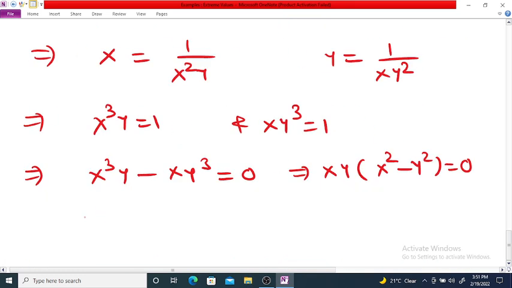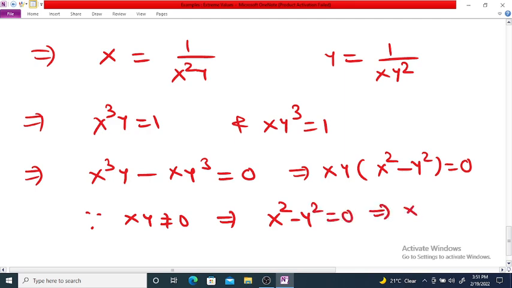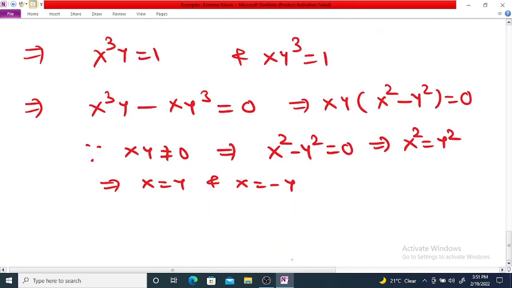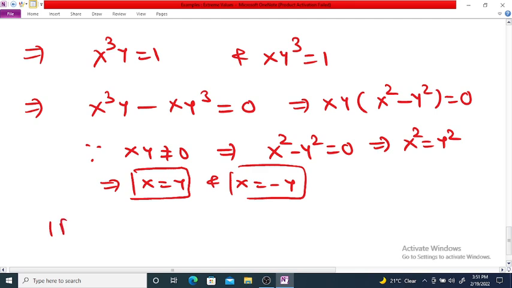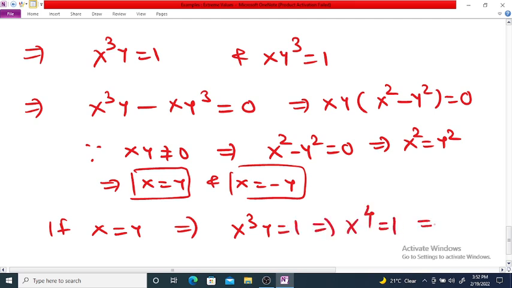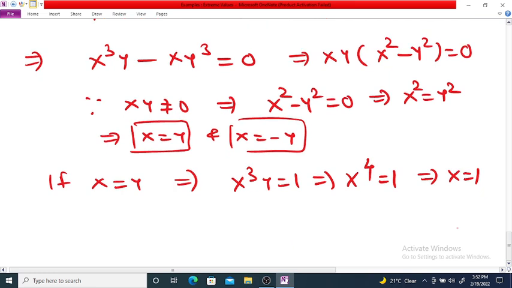So since xy is not equal to 0, x² - y² = 0, and this implies x² = y², and this implies x = y and x = -y. So we get two conditions, x = y and x = -y. First, if x = y, then since x³y = 1 implies x⁴ = 1, this implies x = 1. Now if x = 1, then y is also 1, since x = y.